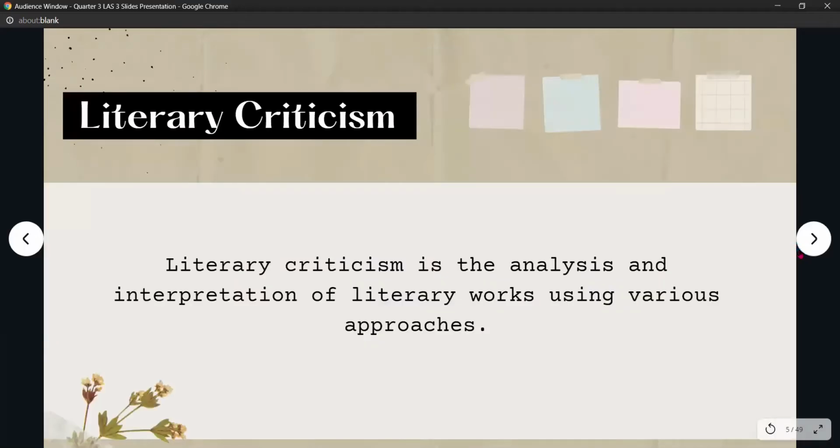Now, what is literary criticism? Literary criticism is the analysis and interpretation of literary works using various approaches. Though the word criticism bears a negative connotation, literary criticism is not pointing out the flaws or the faults of a literary piece. On the contrary, the goal of literary criticism is to help us understand and appreciate the work more fully. Let's remember that literary criticism actually leans on the side of analysis and interpretation.